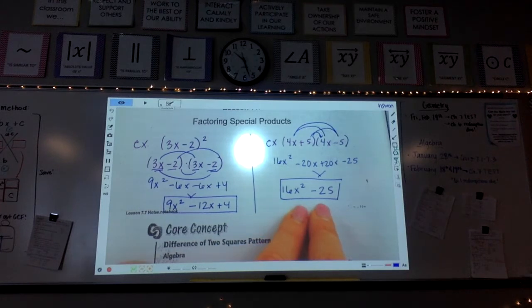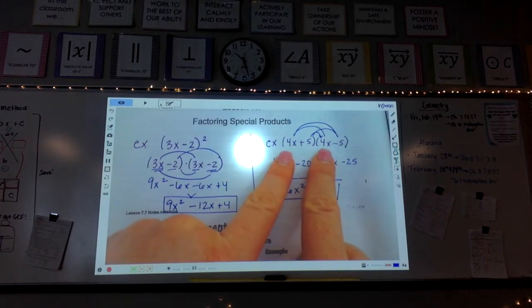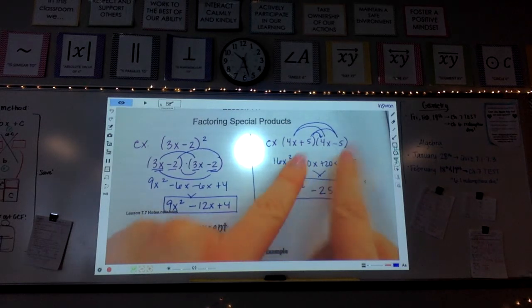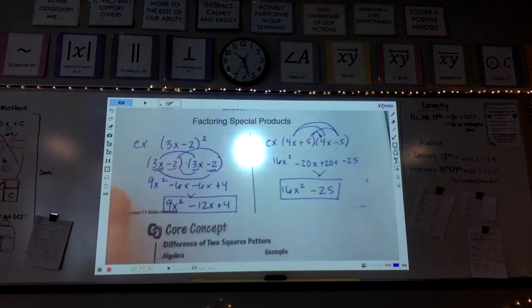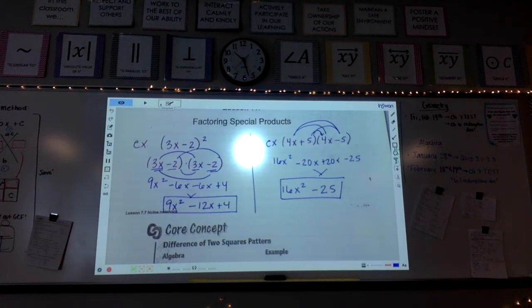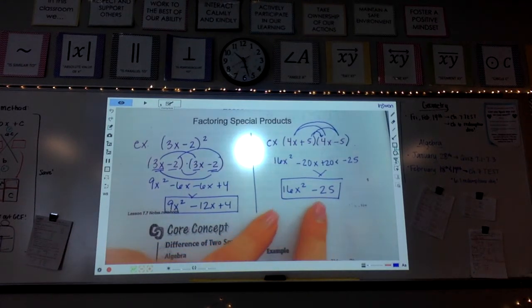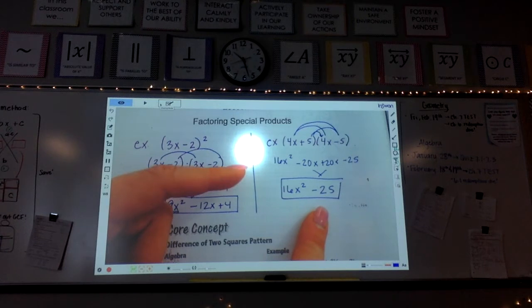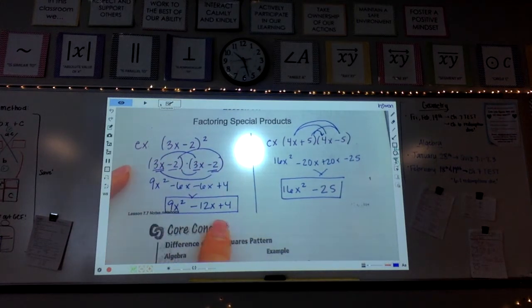When we factor it today, what's the square root of 16? 4. What's the square root of 25? 5. One's plus, one's minus. That's how the pattern works every single time. If you can identify that they're perfect squares and you know how to take a square root, you're good. Perfect square trinomials are a little bit trickier. We'll come back to that.